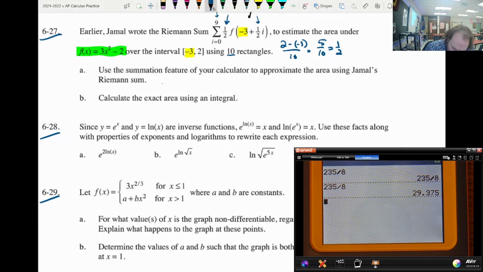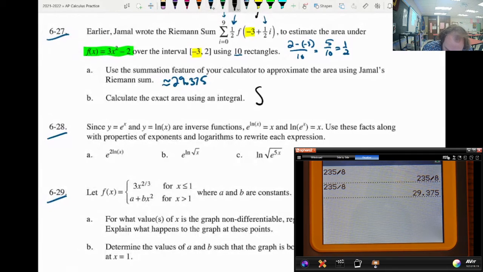That's probably a lot more time than I wanted to spend reviewing this because, again, you do not need to worry about this for the actual AP test. However, what I do want you to be able to see is the structure, because the next thing we're going to do is use the integral, which is a much better tool. The integral from -3 to 2 of the function 3x squared minus 2 dx.